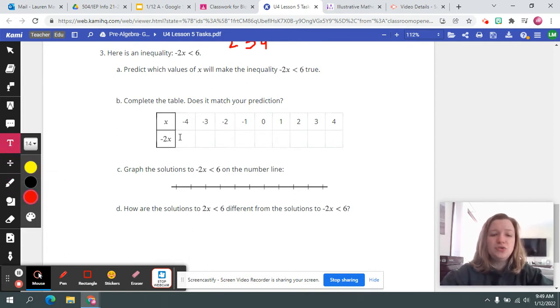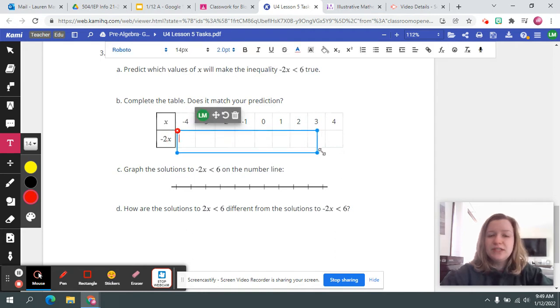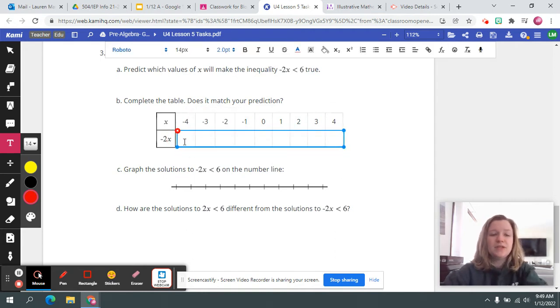So negative 2, I'm just going to do it this way. It's easier than writing it. Times negative 4, that would be positive 8. Negative 2 times negative 3, positive 6. Negative 2 times negative 2, 4. And I'm just going to keep going through this. Remember, a negative times a negative gives you a positive. So keep that in mind.